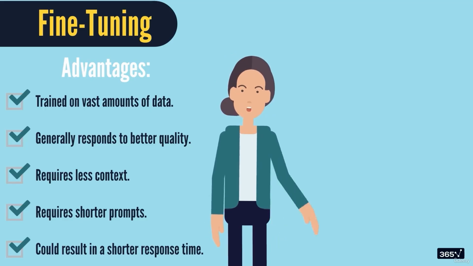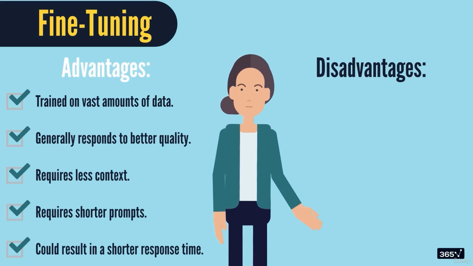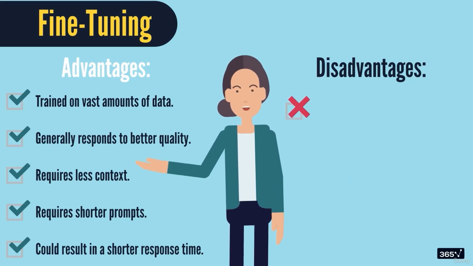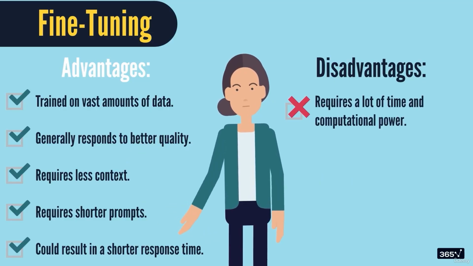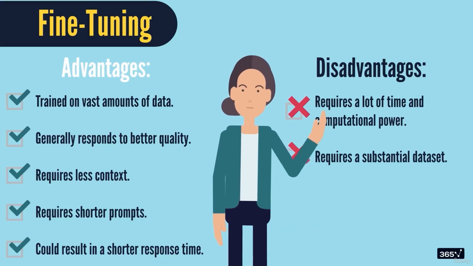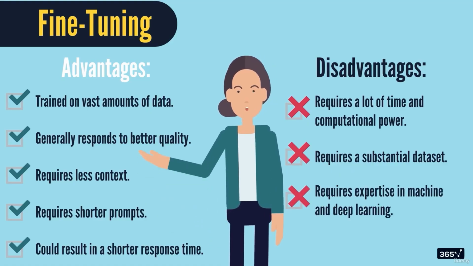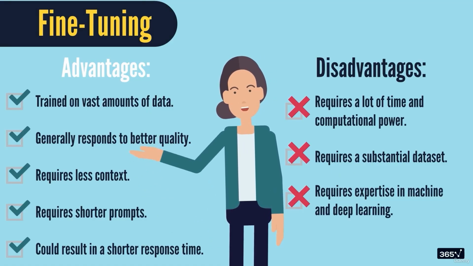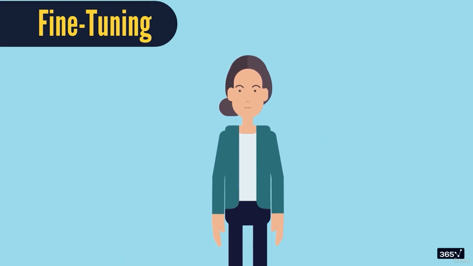Of course, it's not all good news because this process comes with some disadvantages. Fine-tuning a model requires more effort and resources. These include time and computational power. The process could last as long as several days. A substantial dataset, since fine-tuning a model only makes sense if it has plenty of examples to learn from, and expertise in machine and deep learning for managing and optimizing the fine-tuning process. Although intriguing, fine-tuning falls outside the scope of this course.